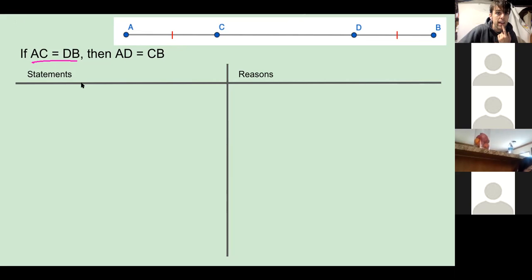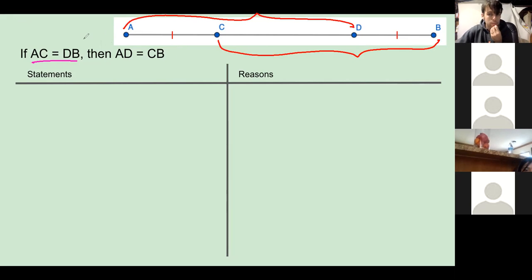The other thing that we have with this proof is, our conclusion says we are trying to show that AD, so that goes from A over to D, so this whole segment right here, is equal to CB. So that would be this segment right here. All right. So this proof is going to be a little different than the last one.